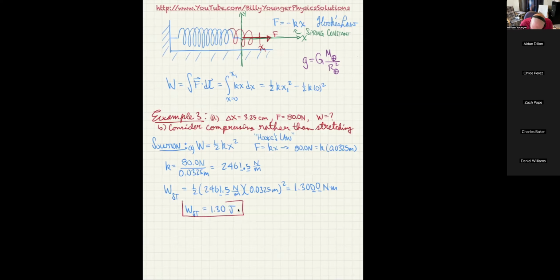Any questions on that one? Now for part B, they want to know what happens when you compress it. So again, let's write it in the same color I was using. Work done in compressing is equal to the work done in stretching, as I explained earlier. So it's going to be 1/2 kx squared, and that tells us immediately that the work done in compressing is equal to 1.30 joules as well.